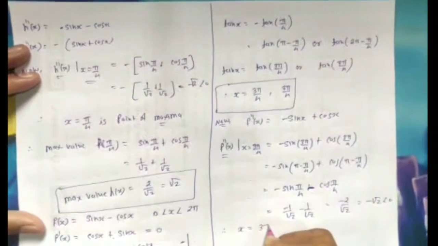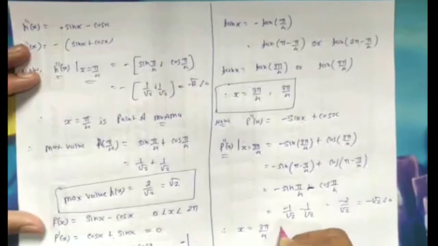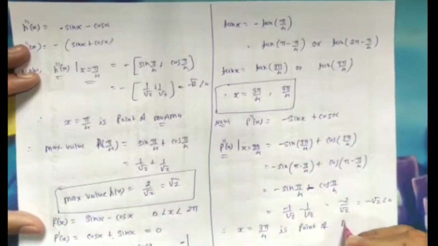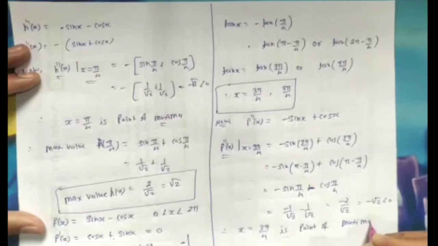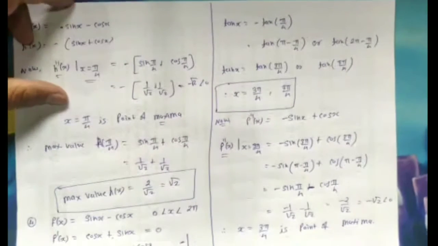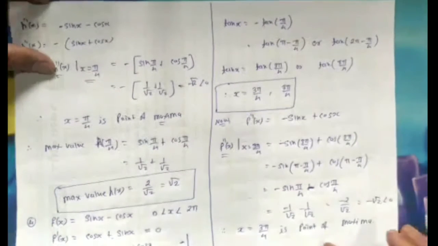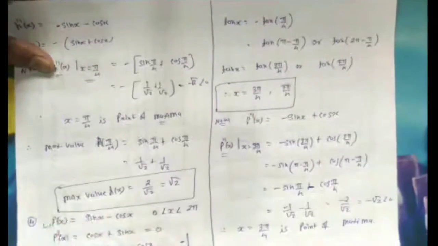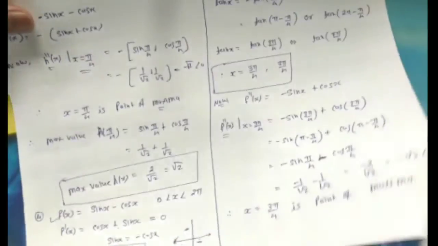Therefore x equal to 3 pi by 4 is the point of maxima. So we get the maximum value. So what is the maximum value of the function? f of 3 pi by 4 will be the maximum value. So put x equal to 3 pi by 4 in our function. So the value of the function at x equal to 3 pi by 4 is our maximum value.